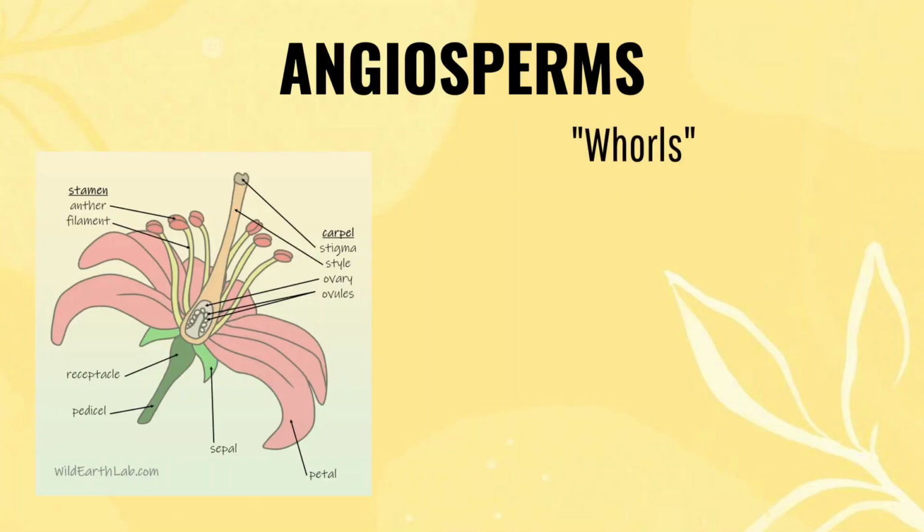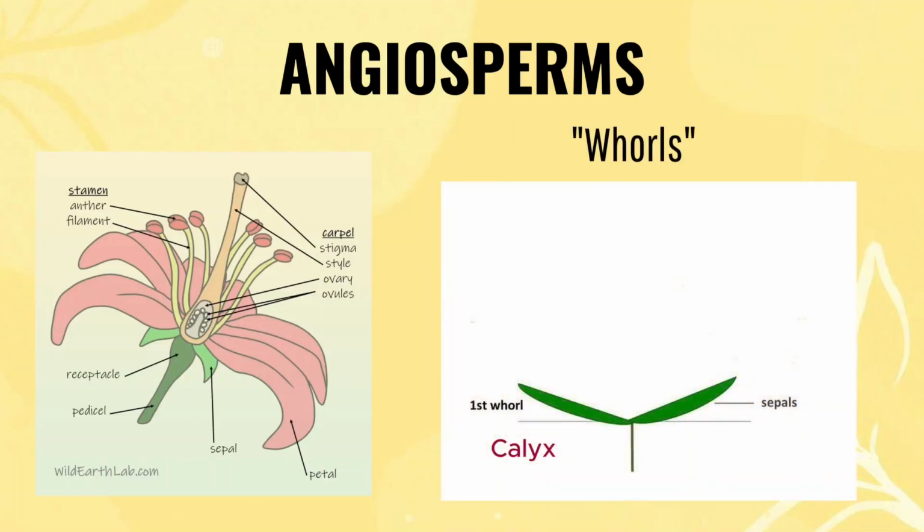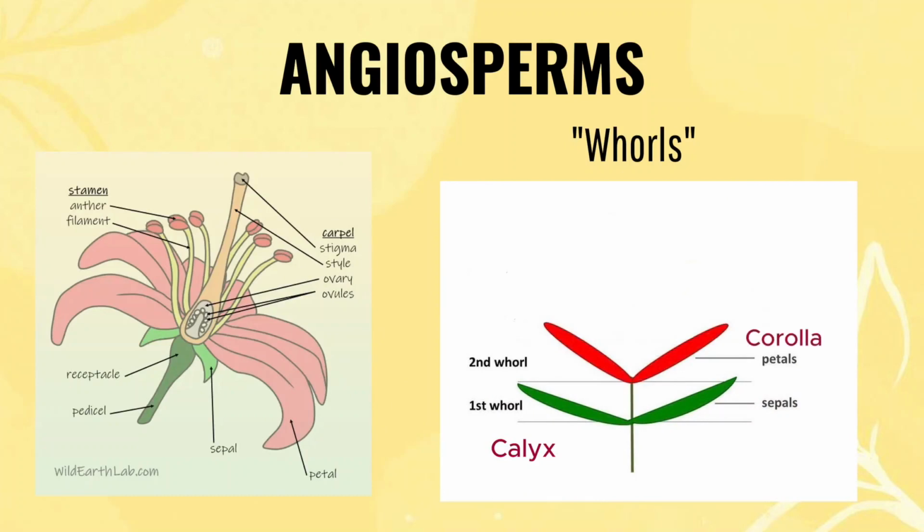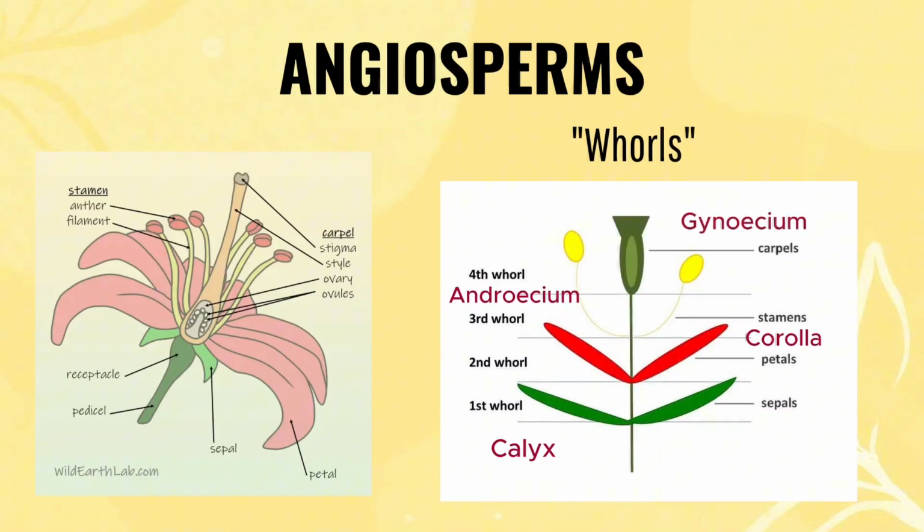The outermost whorl is called the calyx, which includes the sepals. Next, we move on to the corolla, which contains the beautiful petals of the flowers. After that, we come to the androecium, which holds the stamen composed of the anther and filament. Finally, we have the gynoecium, which is comprised of a carpel or carpels, which hold the ovary, style, and stigma.